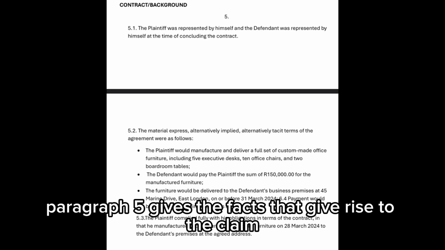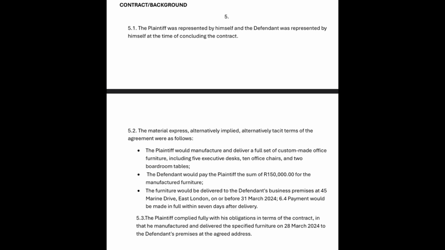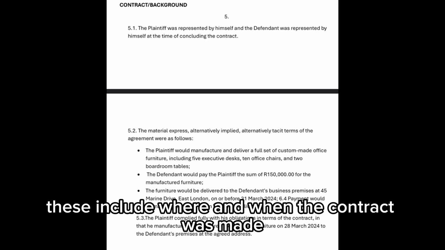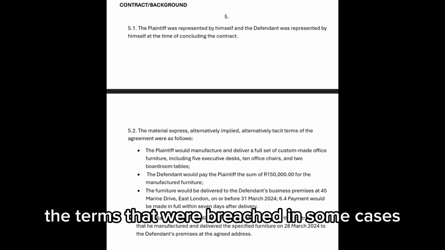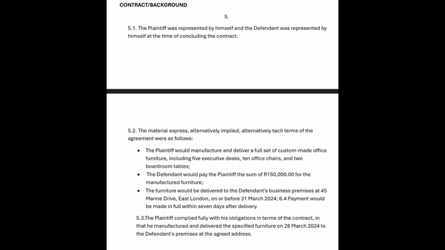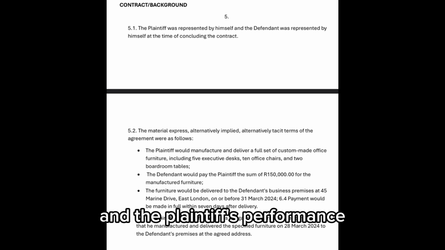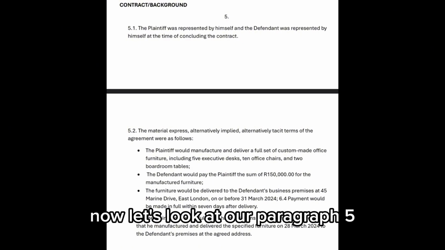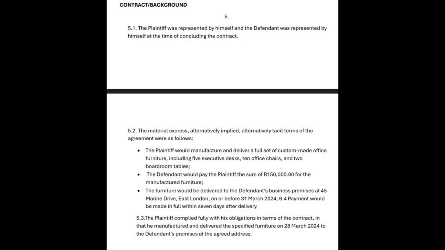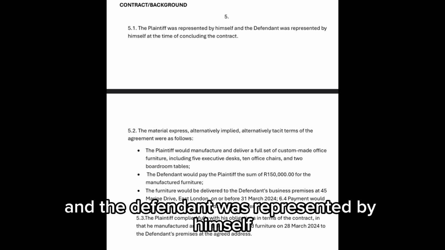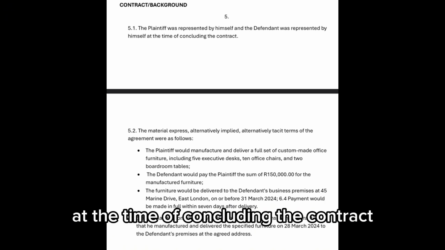Paragraph 5 gives the facts that give rise to the claim. These include where and when the contract was made, who represented each party, the terms that were breached in some cases, and the plaintiff's performance. Now let's look at our paragraph 5. The plaintiff was represented by himself and the defendant was represented by himself at the time of concluding the contract.